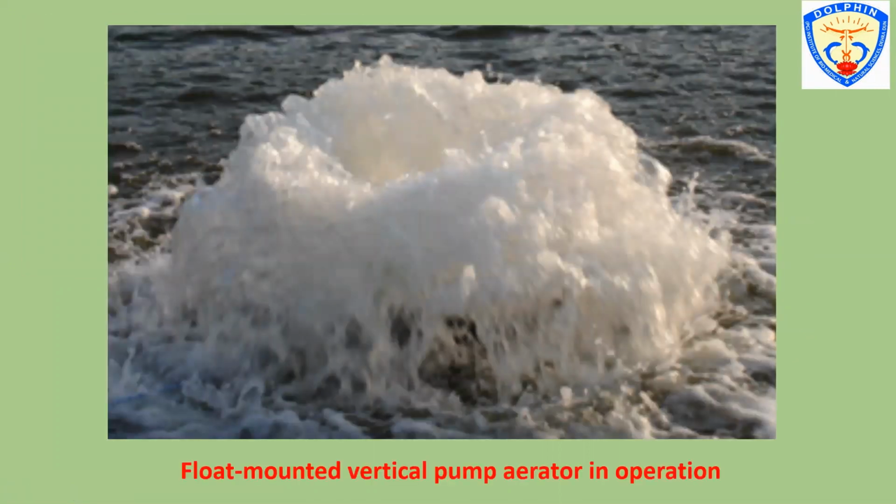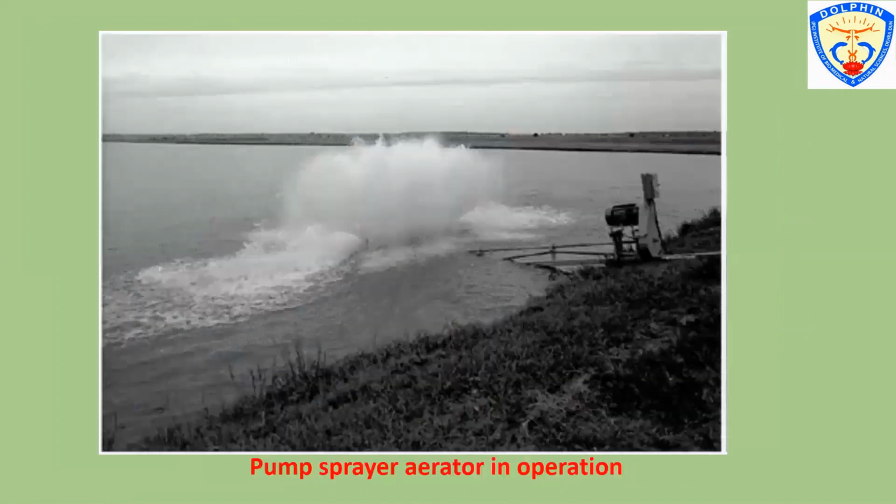This is a float mounted vertical aerator in operation. That means it is kept on a float which will be continuously floating and will vertically pump out the water, and further it will be aerating the pond. This is a pump sprayer aerator in operation. In this type of aerator, the pump will be used to aerate the air inside the water, and the oxygen density of the water will increase.